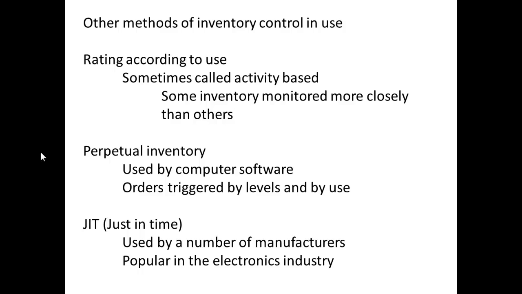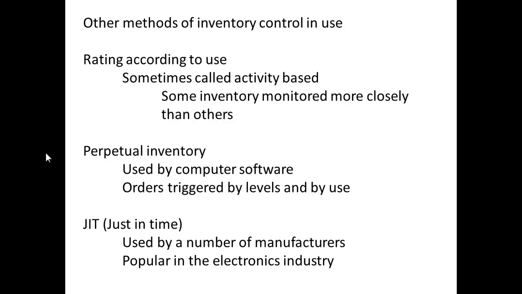There are other methods of inventory control then that are in use. One, of course, would be rating something according to its use. It means looking at the activity. So some inventory is monitored more closely than others. A more common method is to use a perpetual inventory system, which is what we have on computer software, so that the orders are triggered by the levels that you have in inventory, and of course it will automatically relate those to use.